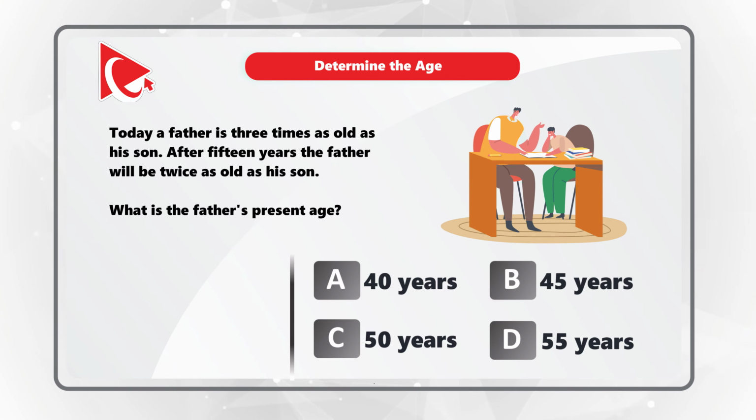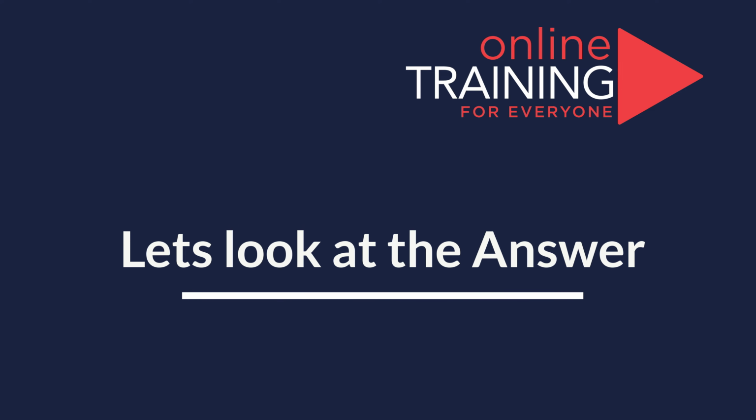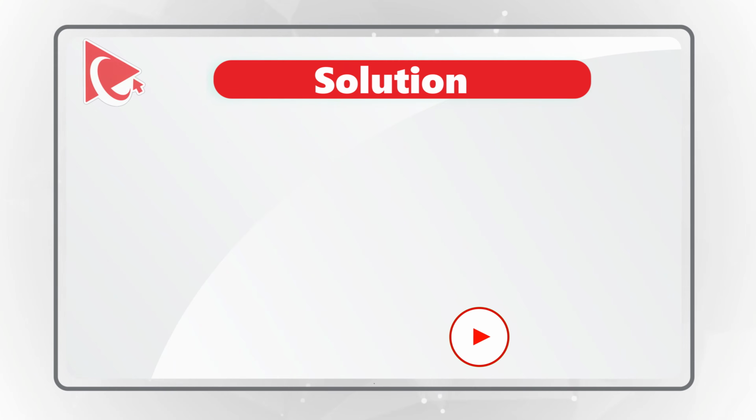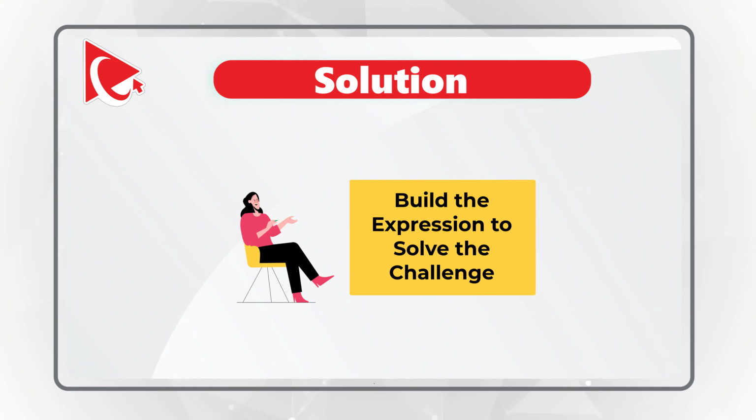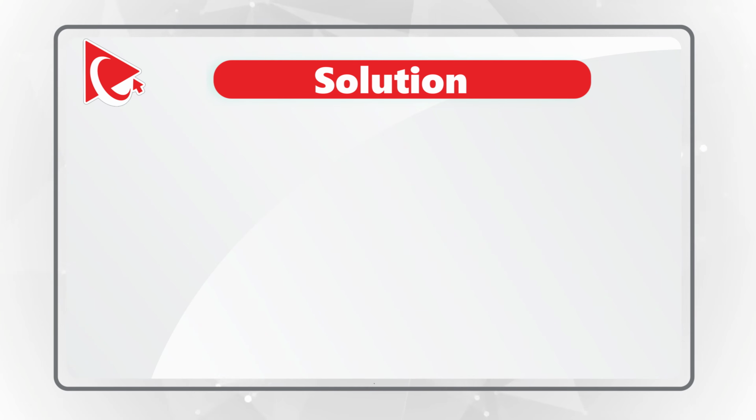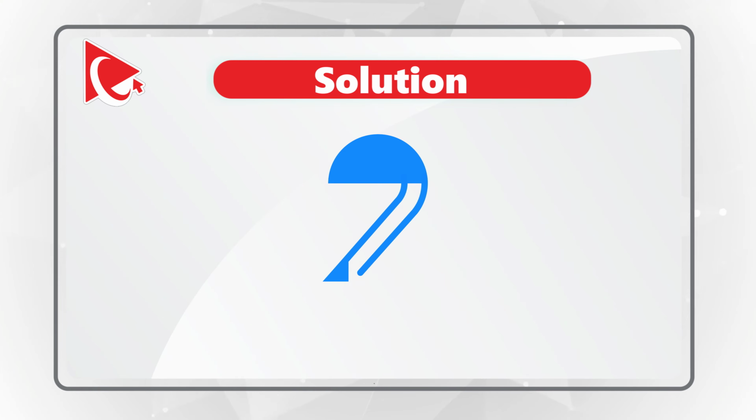Do you see the answer? Give yourself a little bit of time to see if you can come up with the solution. One of the ways to solve this problem is to take the number from the solution and see if it will work in the math. But instead of doing that, we're going to build the expression and calculate the father's present age. In the first step, we're going to introduce 2 variables.